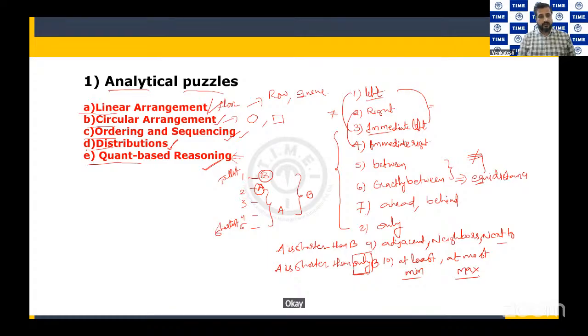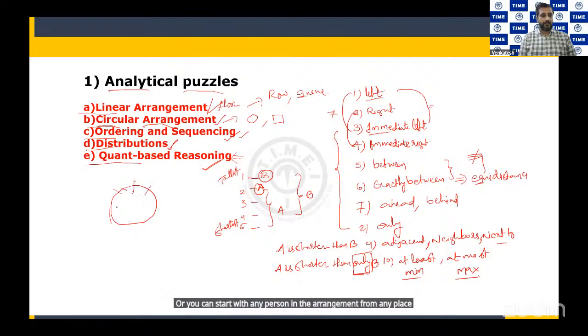And if a circular arrangement is given, you should know how to start. You can start with any person in the arrangement from any place. Let's say there is an 8 people arrangement. You may start with any clue and with any position. That you should know before going to the exam. These are all the techniques that can be taught only in the class. These are the smart approaches. You should know the approach to solve the set because each puzzle is unique. So you should know the approaches before going to the exam.